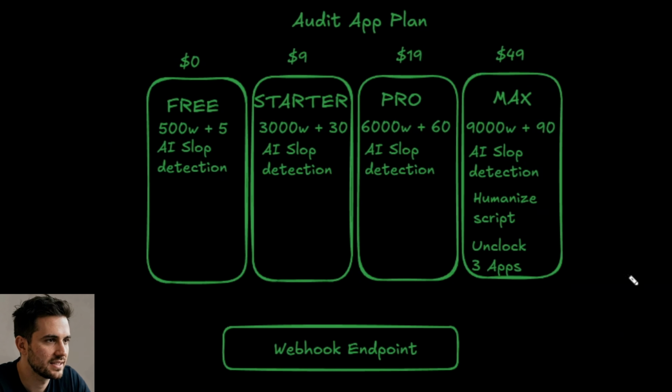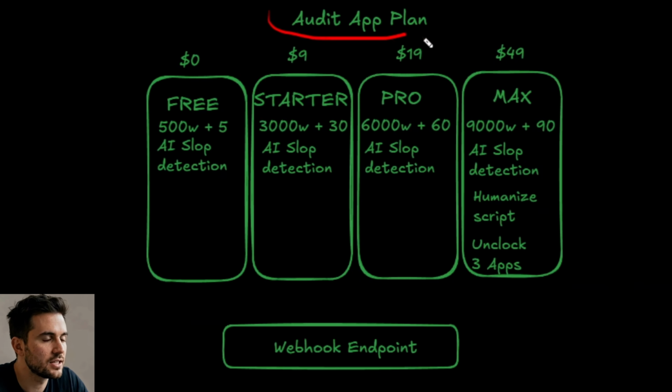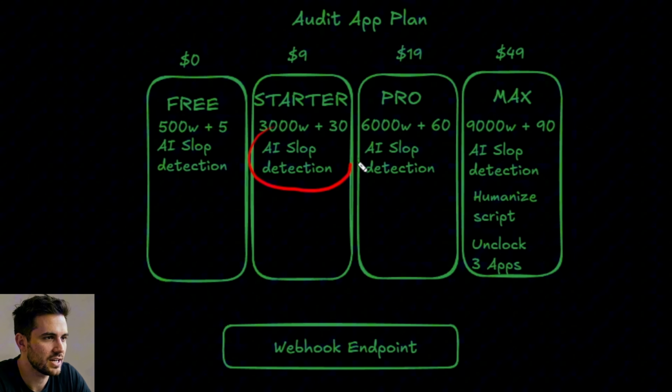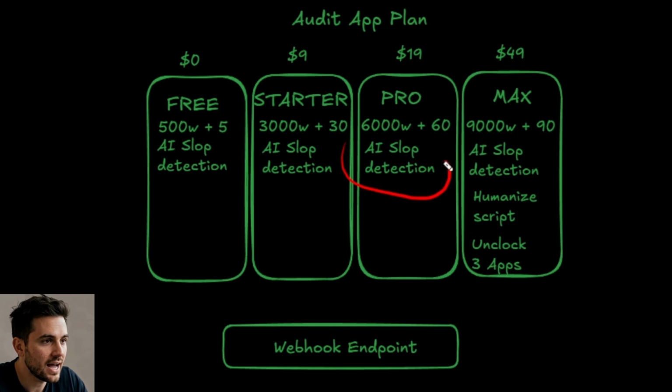Let's talk about how the business side works. The Audit App is the core of the system, and it's the only one with a tiered pricing model. If a user is on the free, starter, or pro plan, they'll have access to the audit features. These tools are designed to hunt down what I call AI slop. It scores your script and flags those robotic phrases that just don't add value. You know, the kind of writing that lacks that essential human fingerprint.